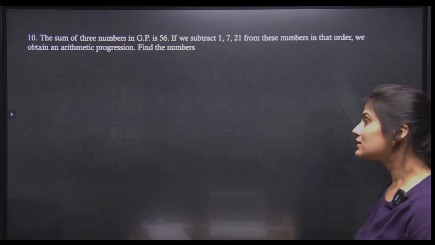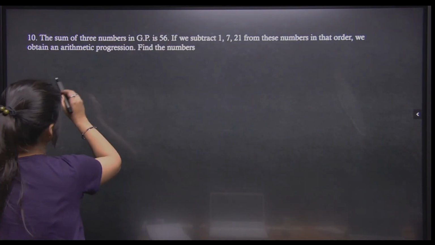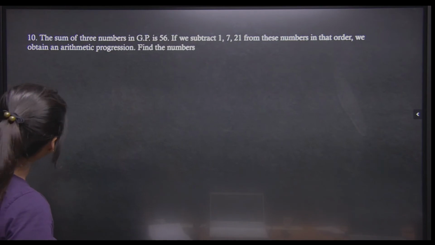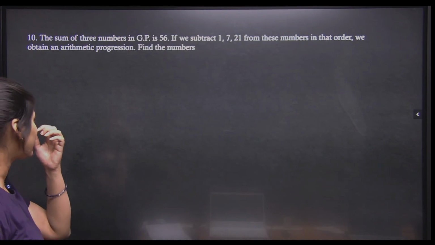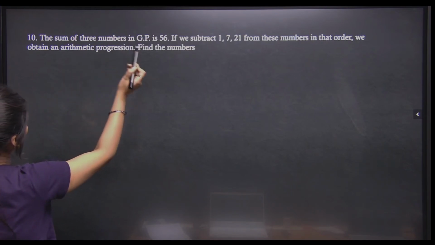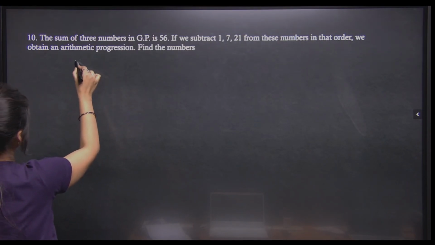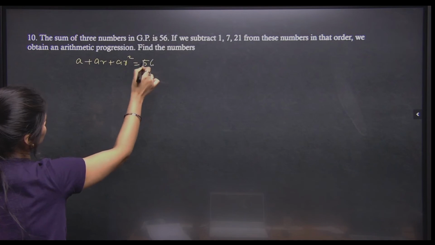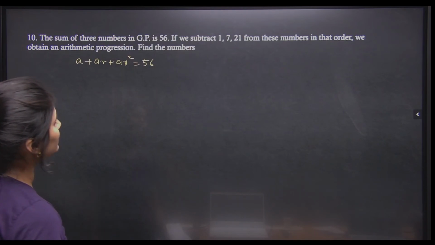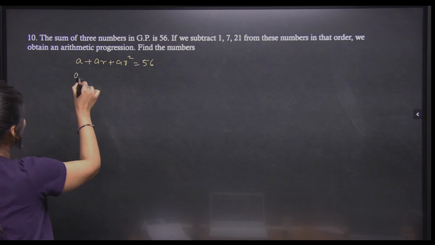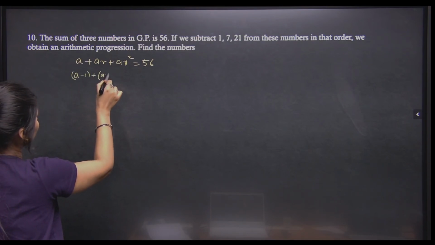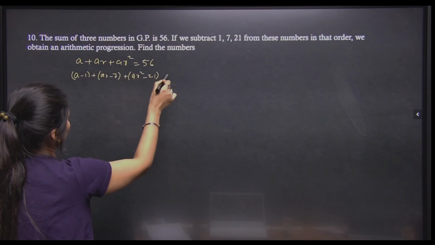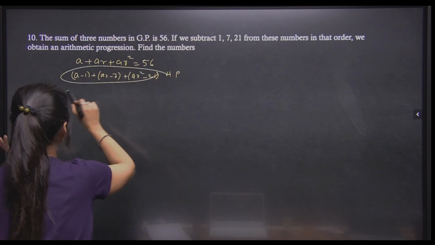Question number 10 says the sum of three terms in a GP is 56, and if we subtract 1, 7, 21 from these numbers in that order, we obtain an arithmetic progression. Find the numbers. So the question says that the sum of three numbers in GP is 56. So if I say a, ar and ar^2, the sum is 56, and if we subtract 1, 7 and 21 from these numbers, then they are in AP. So this is the rough idea of this question.